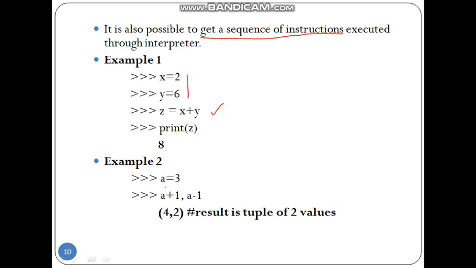Look at the second example: a equals 3, and we need two values. One is a plus 1 and another is a minus 1. So if two values are there, we can separate them with a comma, and the answer is 4 comma 2. It is given as a tuple, anyway, that you will study later. So in this way, a sequence of instructions can be given to the interactive mode.